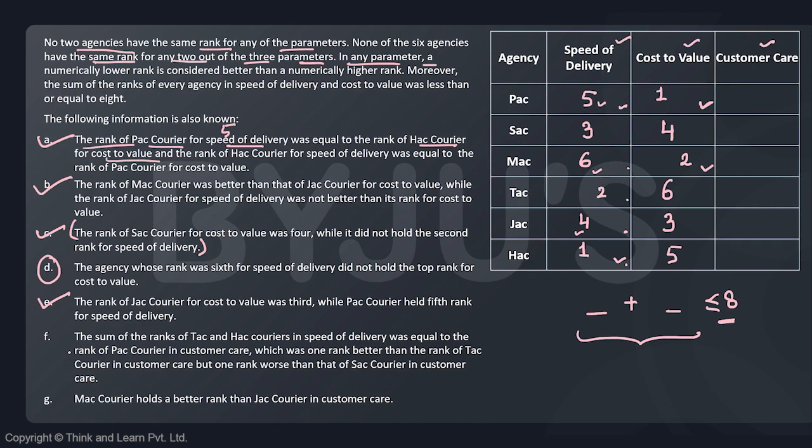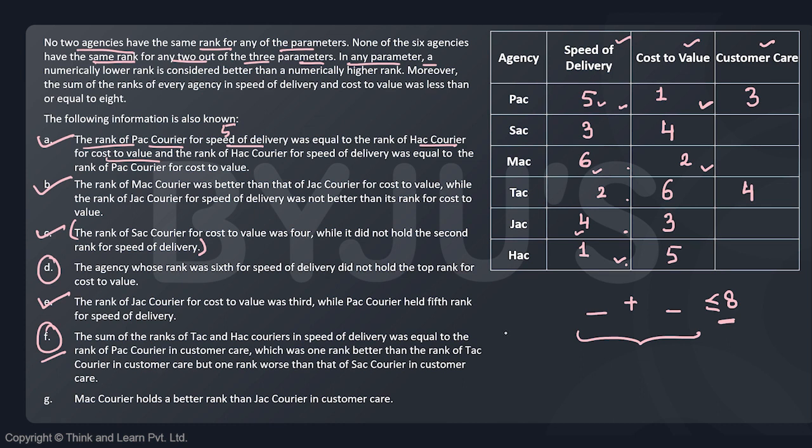About customer care, let's try this now. The sum of the ranks of tag and hack couriers in speed of delivery. Tag and hack in speed of delivery is 2 plus 1, 3. It is equal to the rank of pack in customer care. So its rank should be 3 over here. Which was one rank better than rank of tag in customer care. It is one better than tag in customer care. So tag should be 4. 3 is one better than 4, right? So do not take 2 because 3 is better than 4 by one rank.